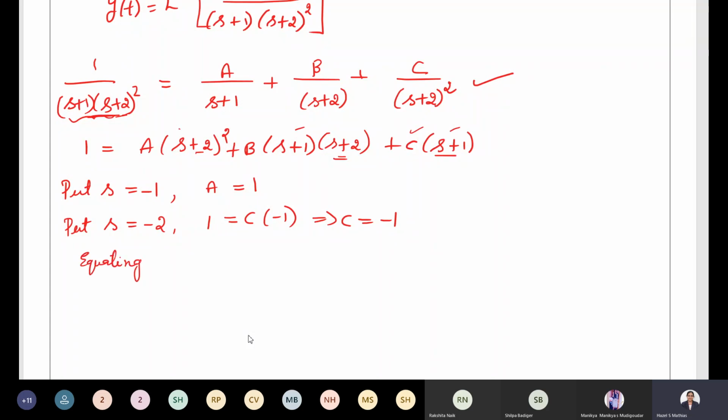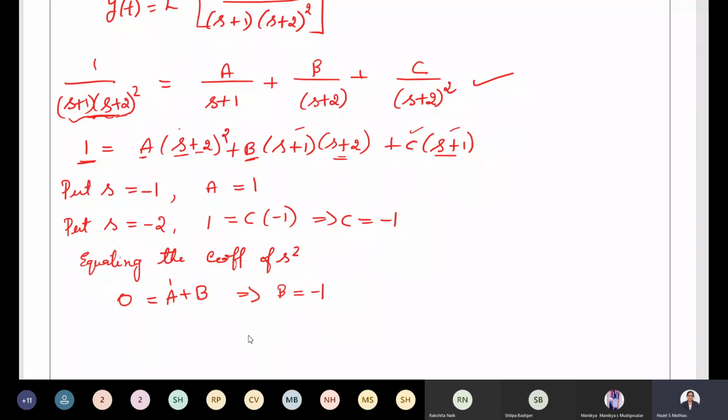Equating the coefficient of s square, what do we get? Here there is no coefficient of s square, so it is 0. That is equal to a plus b, since the coefficient of s square will be a from one term and b from s into s square. So you will get a plus b equal to 0. The a value is 1, so what will be the b value? It should be equal to minus 1. Is it clear, everybody? Yes.